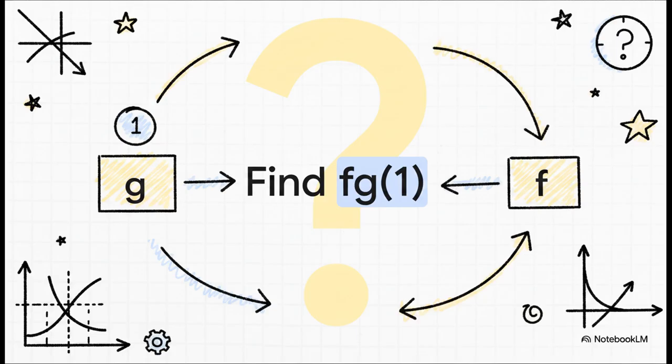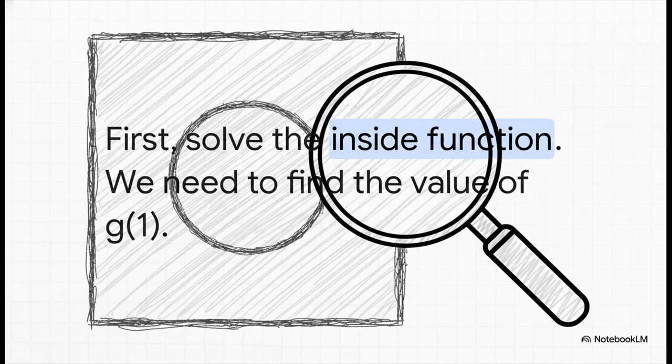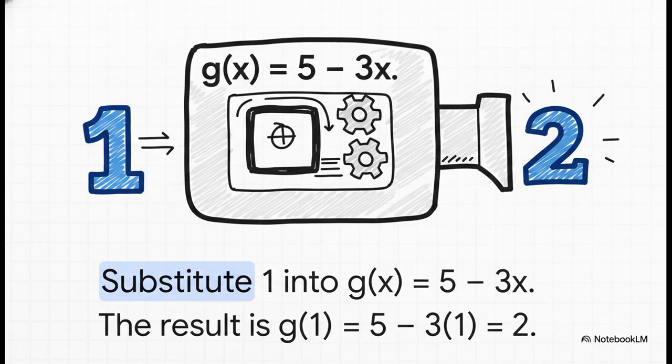What it really means is you work from the inside out. You apply the function closest to the number first, in this case g, and then you take that answer and plug it into f. So, to keep things simple, let's just tackle this one step at a time. We're going to solve that inside bit, g of 1, first. All right, so to find g of 1, we just grab our g of x function, that's 5 minus 3x, and we slot a 1 in where the x is. That gives us 5 minus 3, which is, of course, 2.